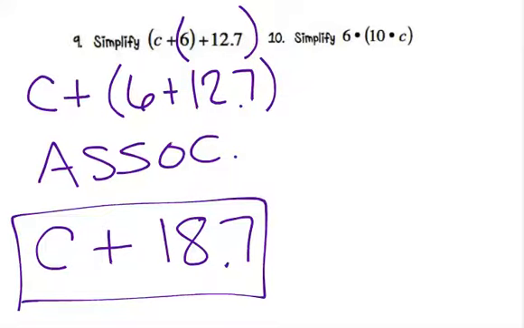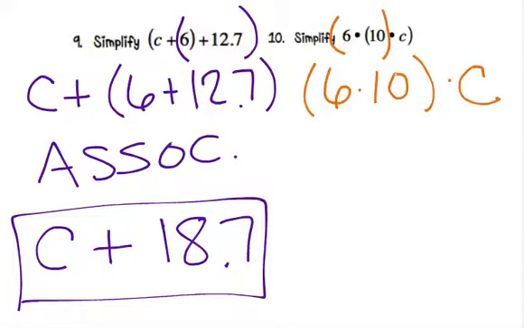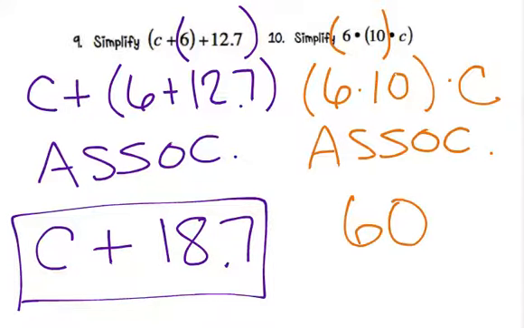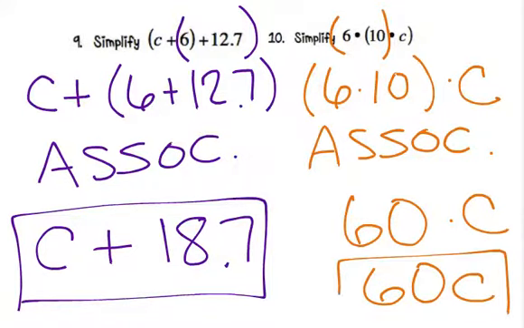Number 10, okay, all that's being multiplied together, we can't do 10 times C because we don't know what C is, so we have to reorder the parentheses. So we're going to do 6 times 10 in parentheses and then times C out here. Moving the parentheses is the associative property. 6 times 10 would be 60 times C. Now, remember, we could do that, but really we're supposed to write it 60C. You don't need to put the multiplication symbol in between the number and the variable. That's the only one that can be left out, is the multiplication if it's side by side.